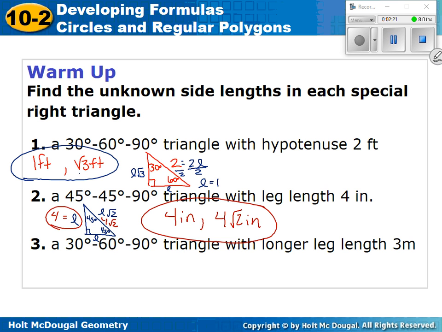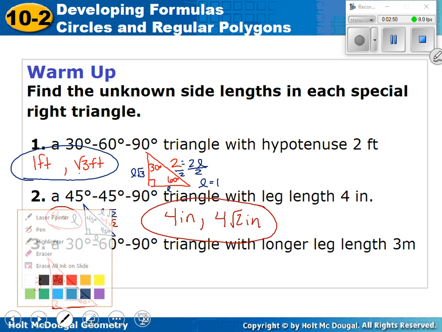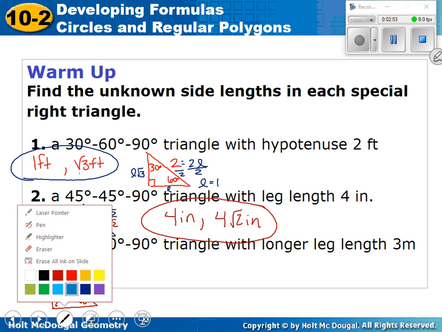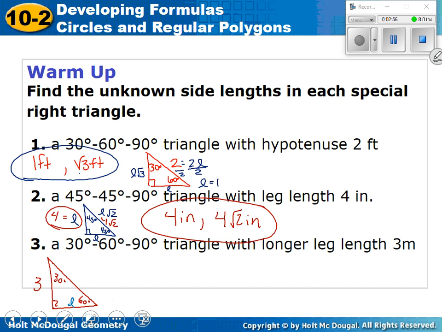Okay, 3 was the hardest. On the last one, 30, 60, 90, we have the longer leg is 3 meters. Which leg is the longer leg? The one across from the 60, not the hypotenuse, because we don't call the hypotenuse a leg, but the hypotenuse is your longest side. So the longest leg is across from the 60. Then you plug in your formula. L, 2L, and L square roots of 3.